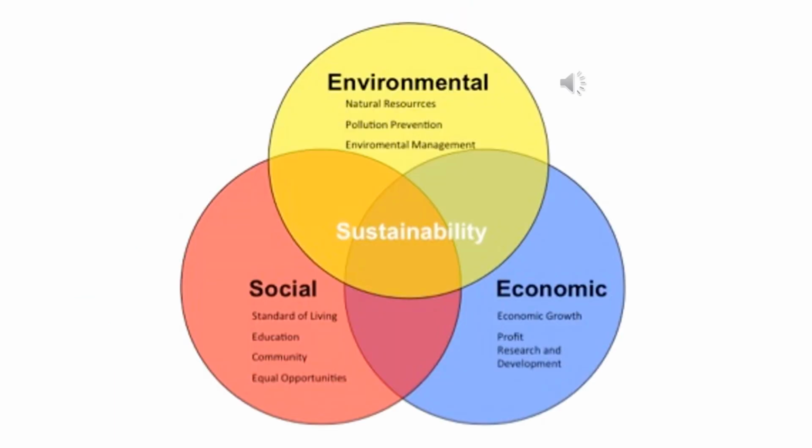Overall, these three components, environmental, social, and economic, will create proper sustainability for all living things, as well as keeping the earth balanced.